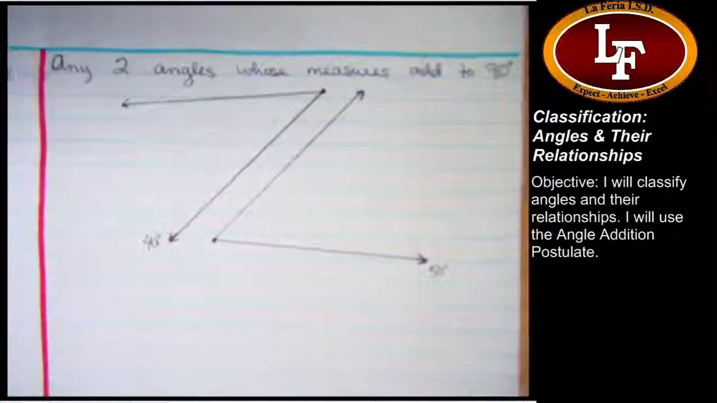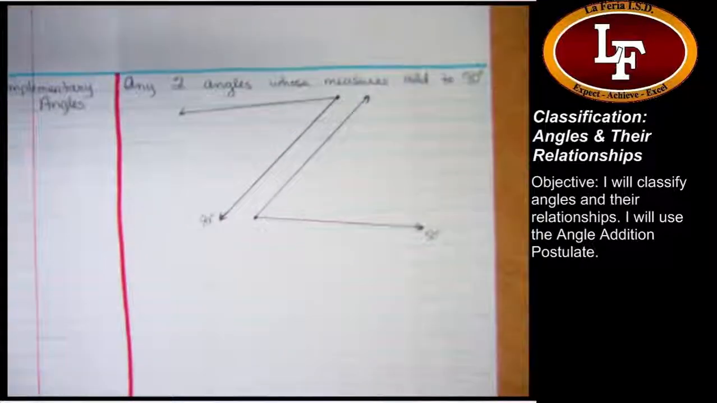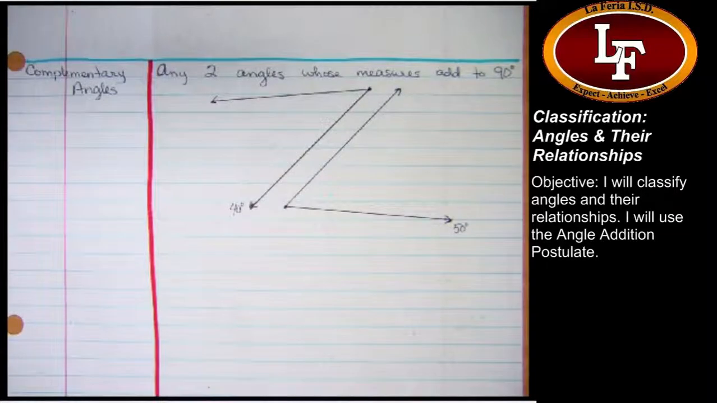These are any two angles. Notice they don't need to touch. They don't even need to be anywhere near each other. They didn't even have to be on the same sheet of paper. I could have drawn 40 on my paper and then gone over to my face partner and drawn my other angle, and they still would have been complementary. Okay?